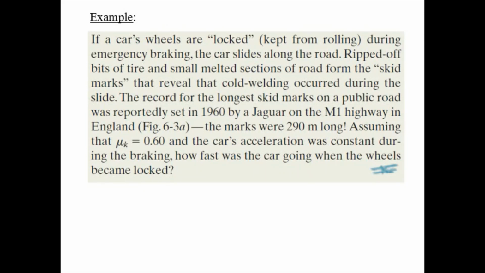Okay, so let's look at another example here. This is one from your book. It says, if a car's wheels are locked, kept from rolling during emergency braking, the car slides on the road. At least back in the day when I was growing up, in the 70s and early 80s, when you slammed the brakes on a car, it would skid. That's what they're referring to here. Ripped off bits of tire and small melted sections of road would form the skid marks, and that's evidence of the cold welding that happened between the tires and the road surface while the tires were sliding on the road.